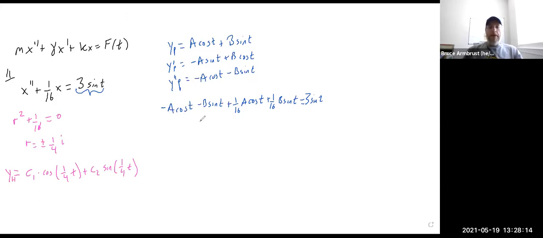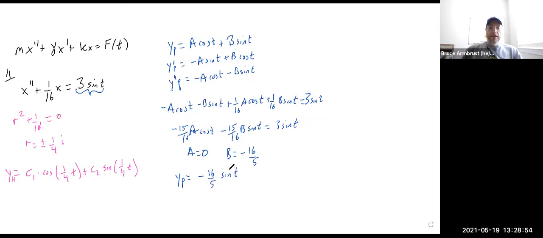If we just combine sine and cosine terms, we get minus 15/16 a cosine of t minus 15/16 b sine of t. So that makes a 0 because there are no cosines. And then for the b, we need negative 16/5. So there's our particular solution: minus 16/5 sine of t.